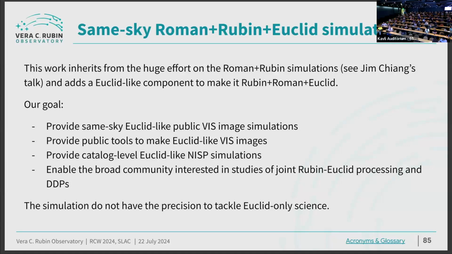So the goal is also to give all those tools and images to the entire community, and this work is done jointly with the group of people that work on the Rubin simulation and also of the DDB. So one thing to note as well is that the simulations will not have the precision that will be required for Euclid science only, and so we are really tackling joint processing for the simulations. Next slide, please.